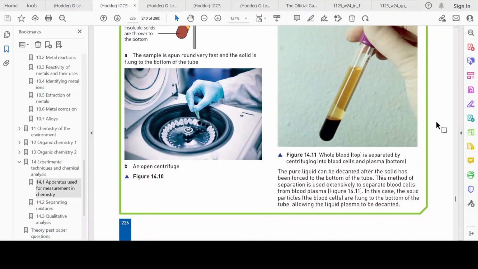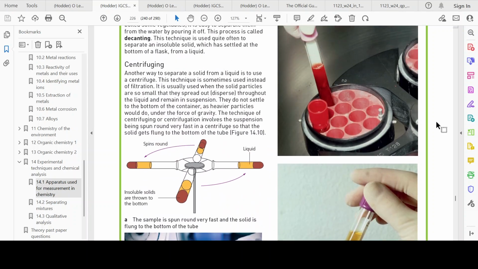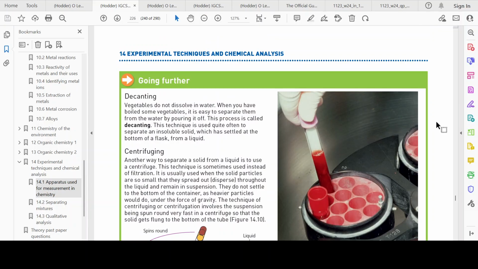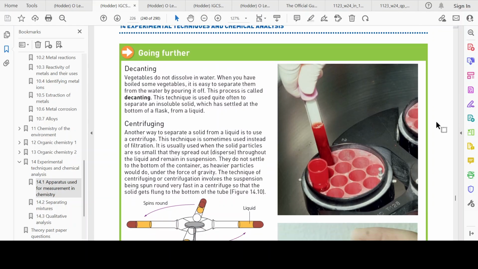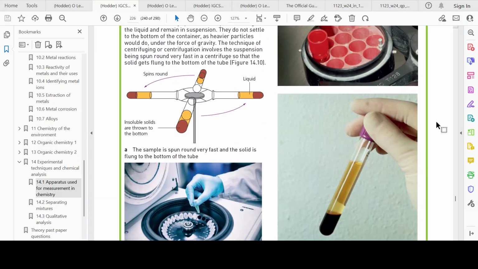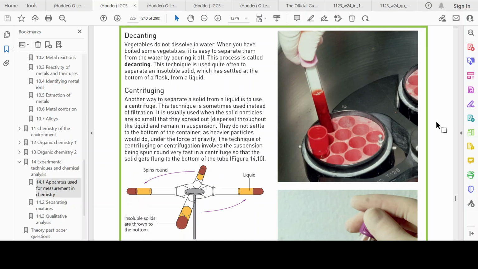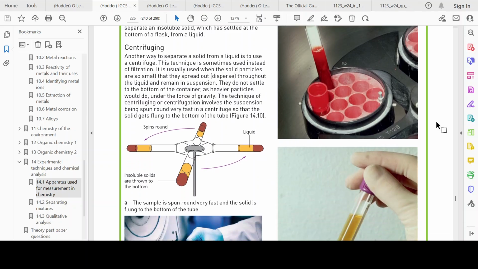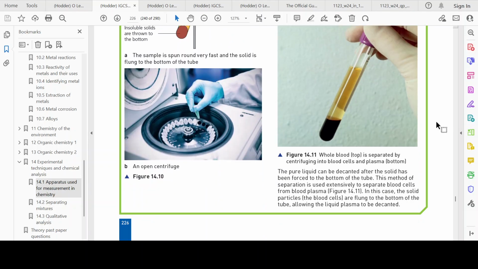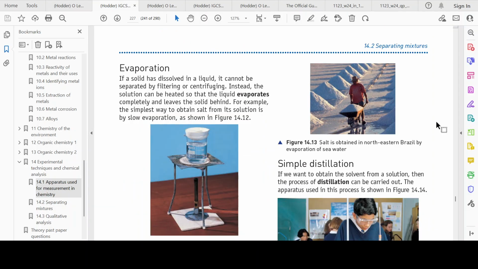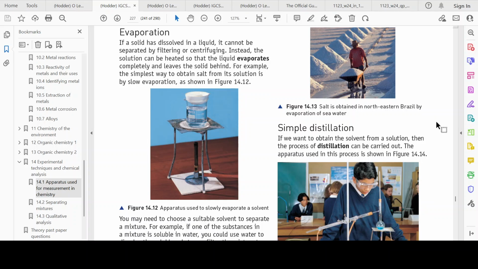So that's the most simple thing, good thing for you, Sobia. All of this is going further in both the IGCSE and the O level. So no centrifugation. Decanting is pretty simple. Decanting is just pouring the liquid out, being careful that no solid follows. So it's a pretty simple thing. They haven't included that. Centrifuging is also something that can be done, obviously.